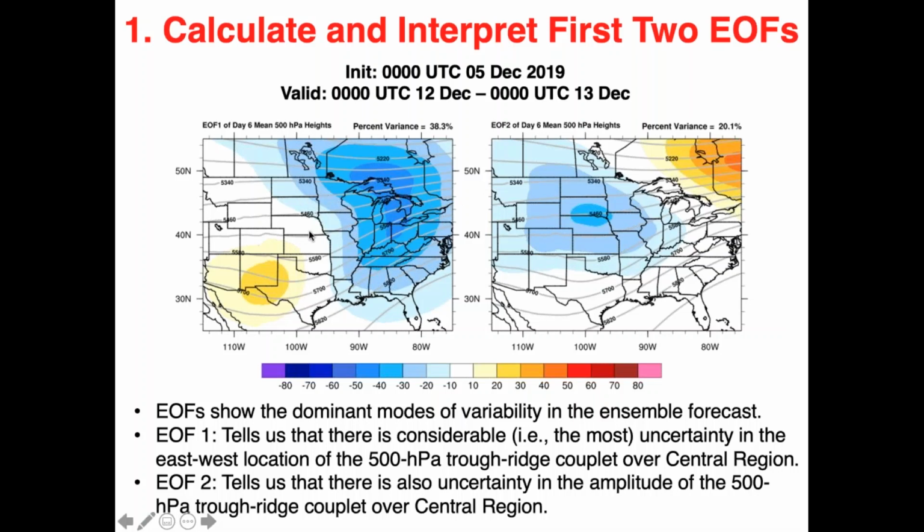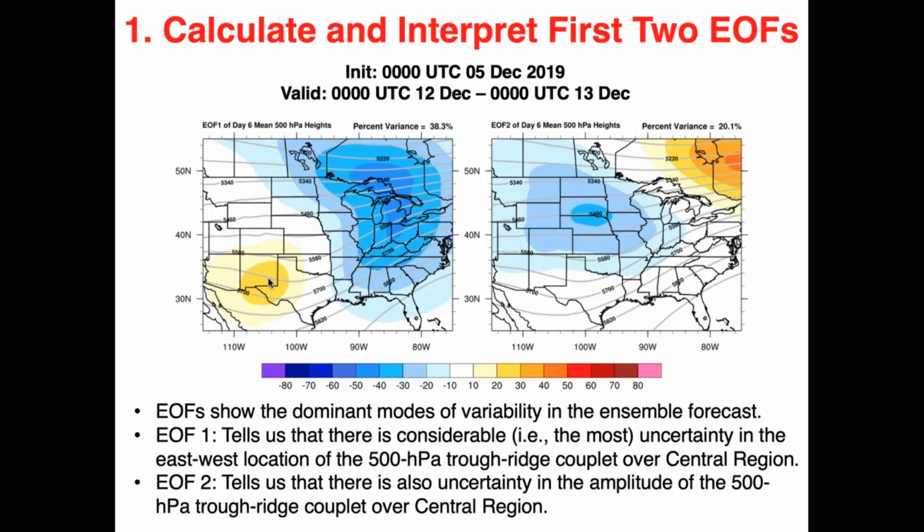If we look at the EOF pattern, which is the shading here, we see lower values to the east and higher values to the west of this trough right here. So what that's telling us is that you can imagine heights being lower in this area and heights being higher in this area. So in general, just a shifting to the east of this trough ridge couplet.